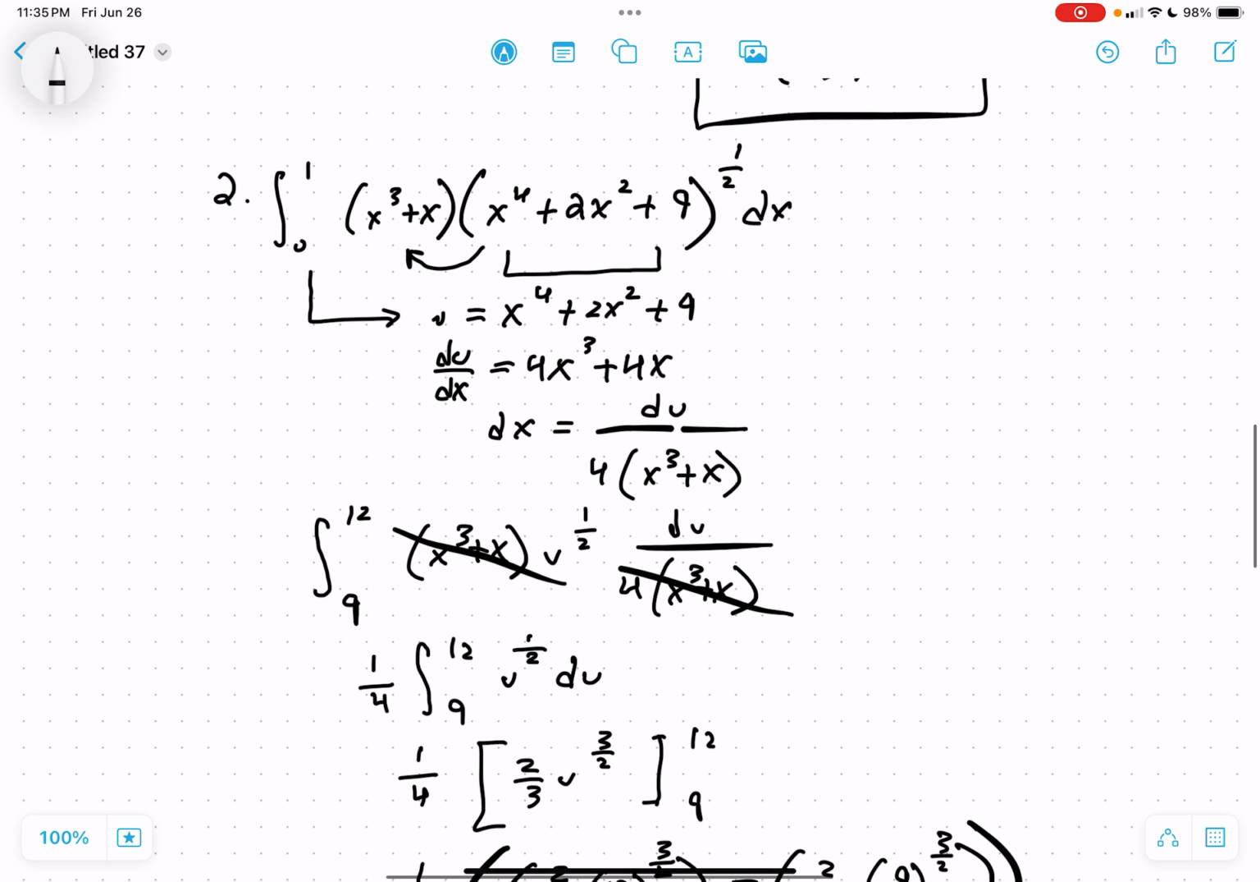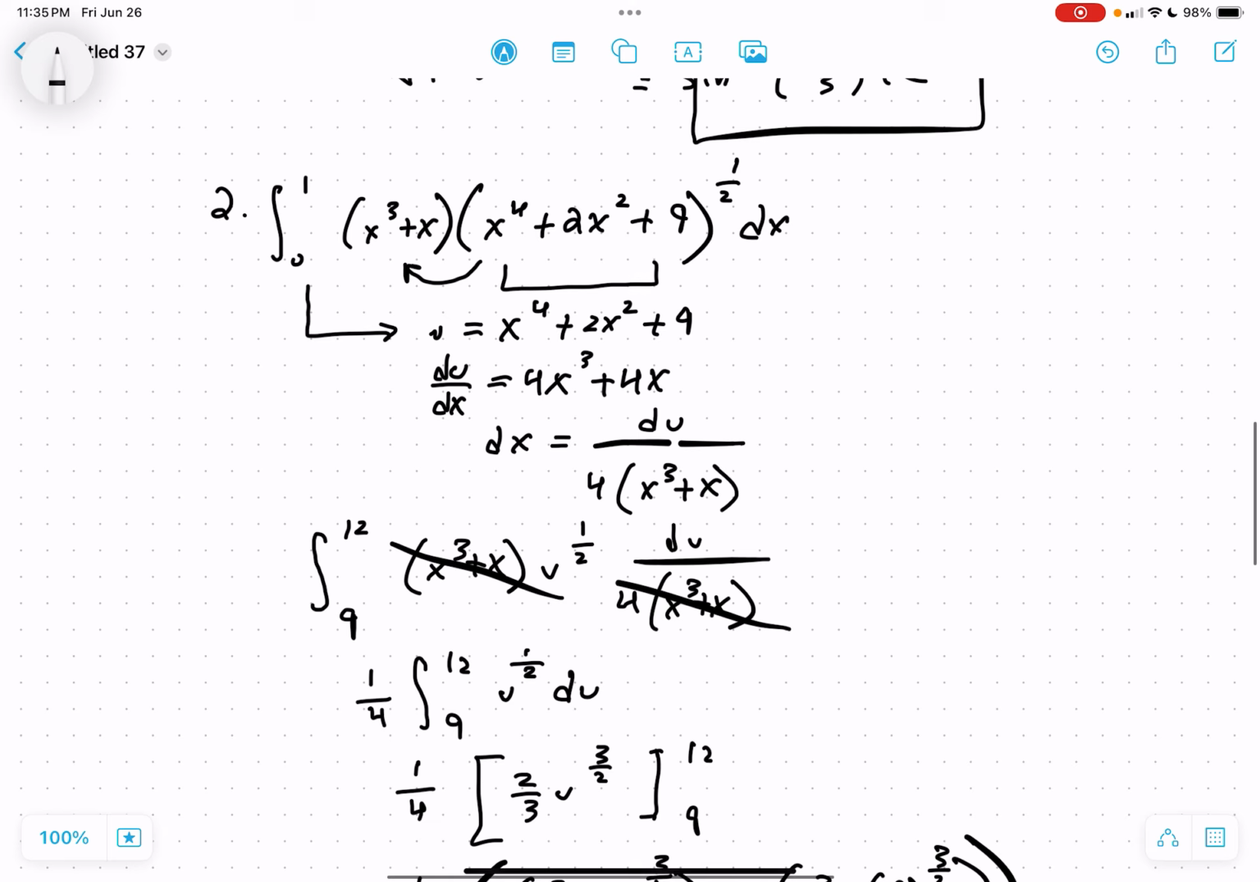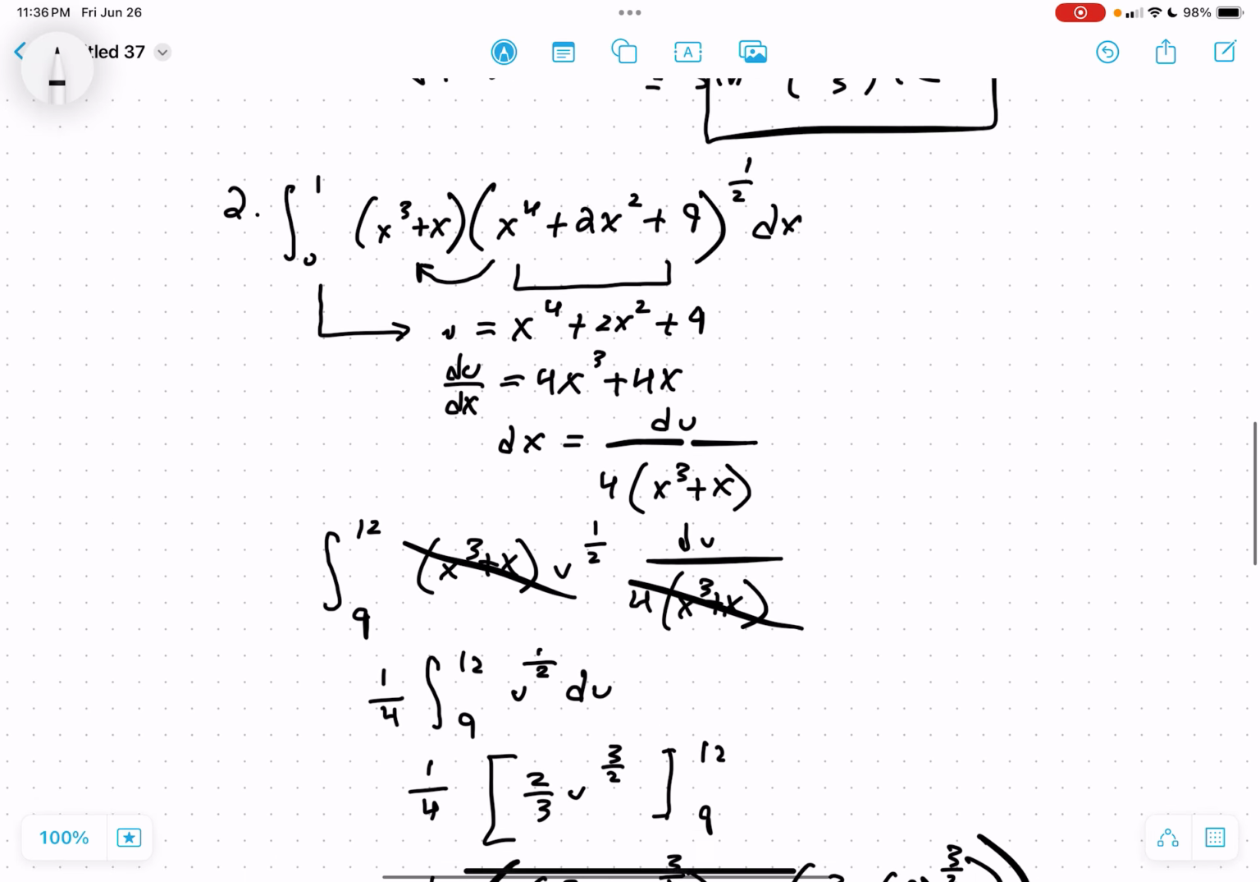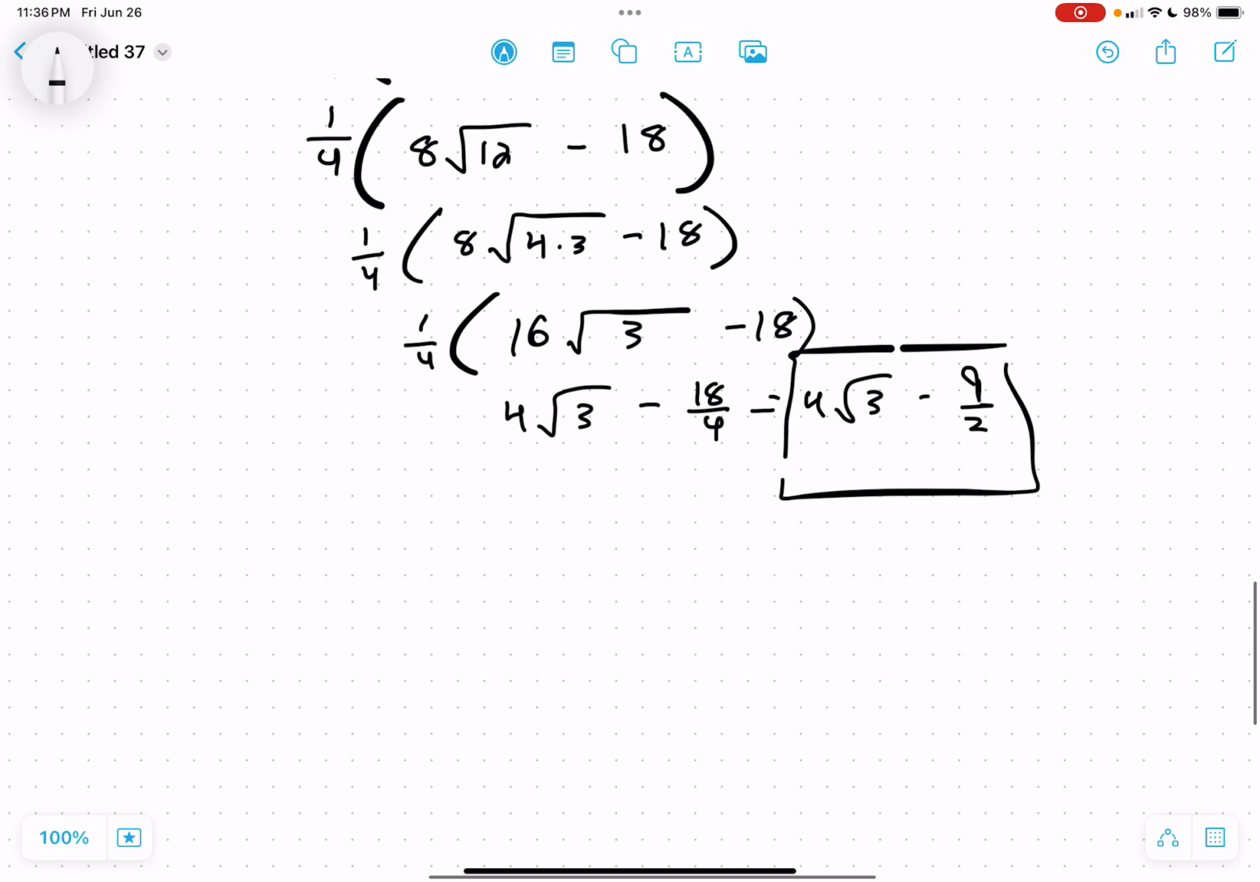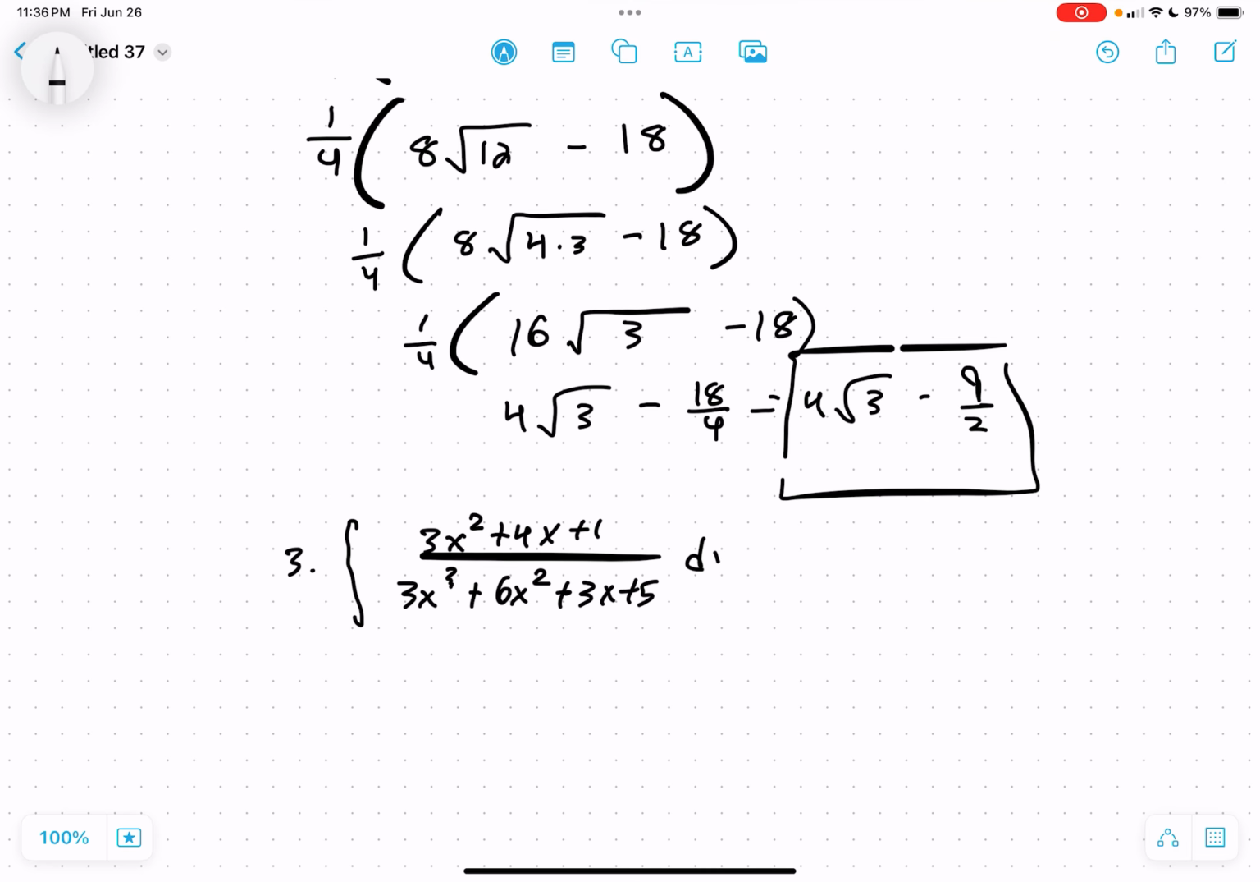from 0 to 1 of x cubed plus x times x to the 4th plus 2x squared plus 9 raised to the 1/2 power. Now the next problem that I'd like to do is the integral of 3x squared plus 4x plus 1 over 3x cubed plus 6x squared plus 3x plus 5 dx.